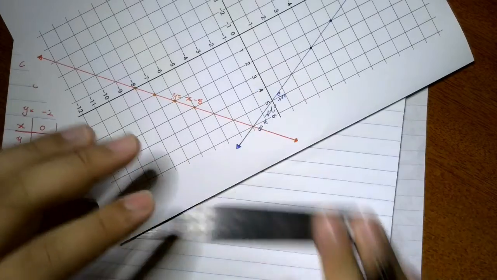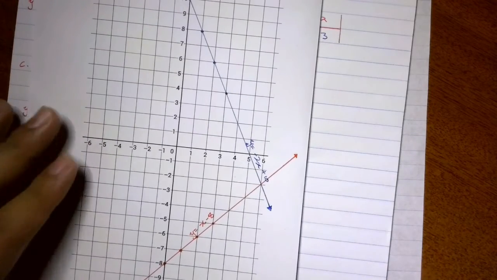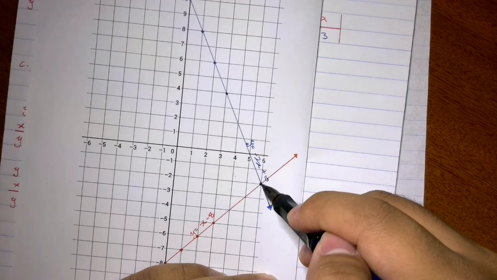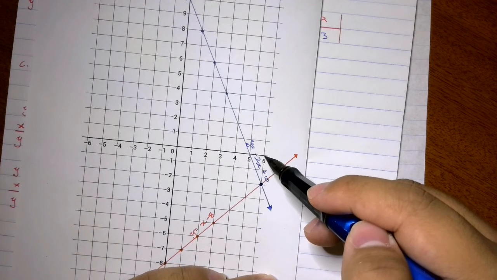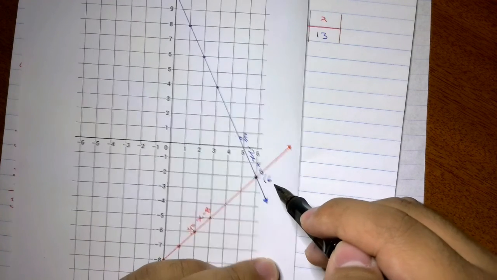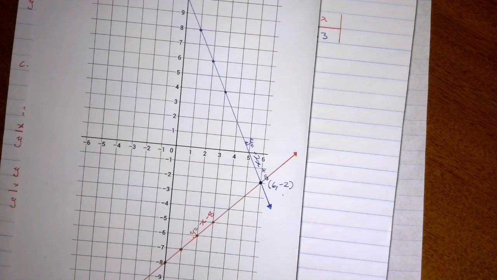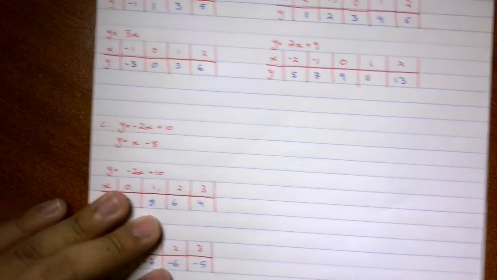And once again, it's very clear to see where they meet. There's a point right here. And the coordinates of that point is 6, -2. Writing that down now. The point of intersection of this is 6, -2.